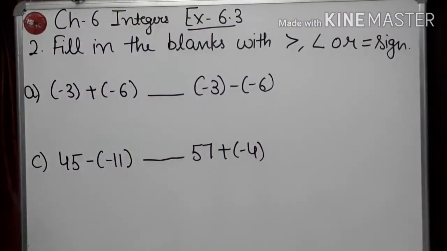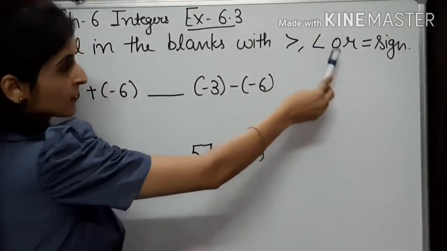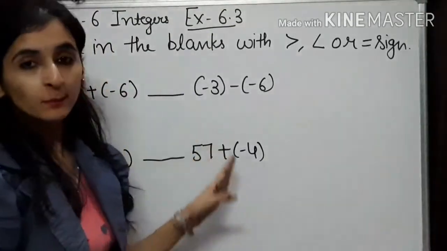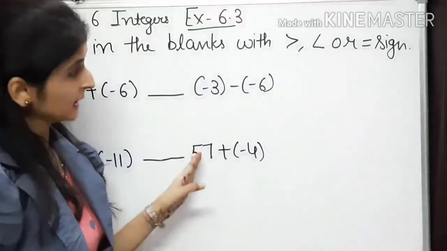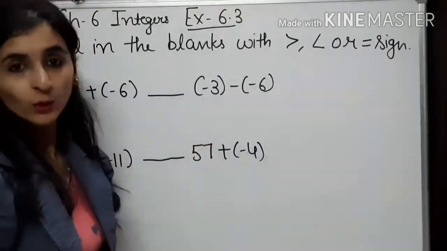Then we have question number 2. Fill in the blanks with greater, smaller or equal sign. It means we have to compare both the sides, and then we have to put these signs. So first of all we will solve both the sides.